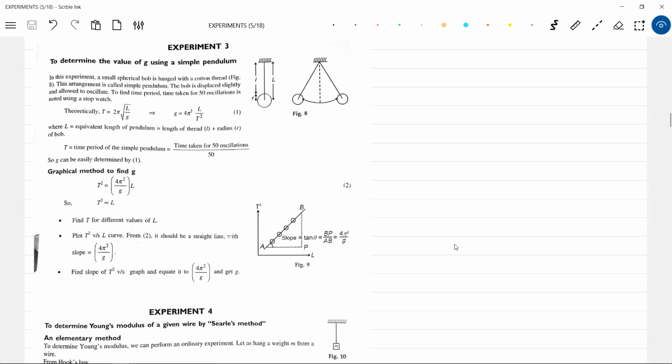What you have to keep in mind here is a simple pendulum. We have a length of the string, L. This is usually the bob. The bob also will have a radius practically.